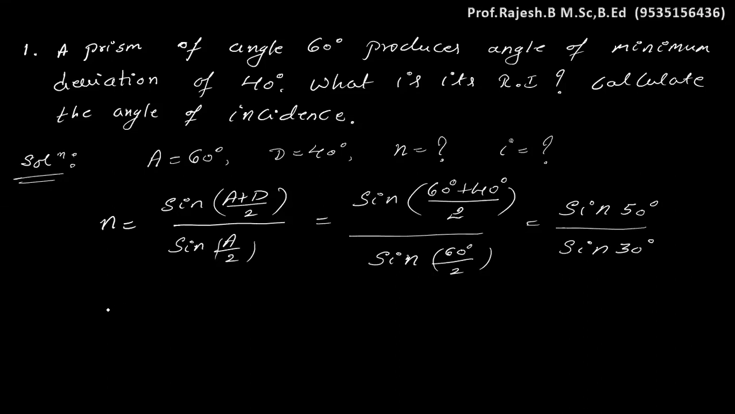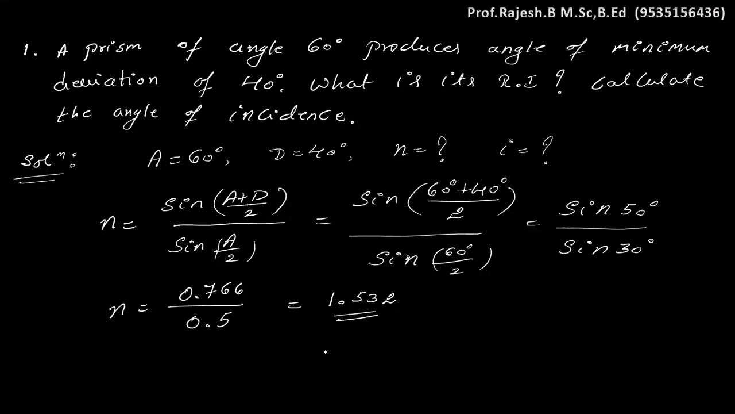Calculate the sine 50 degree. Look at it in the Clark's table. We'll get the answer 0.766, divided by sine 30, which is nothing but 1 by 2. The meaning of 1 by 2 is 0.5. So the refractive index value becomes 1.532. So this is the refractive index value.